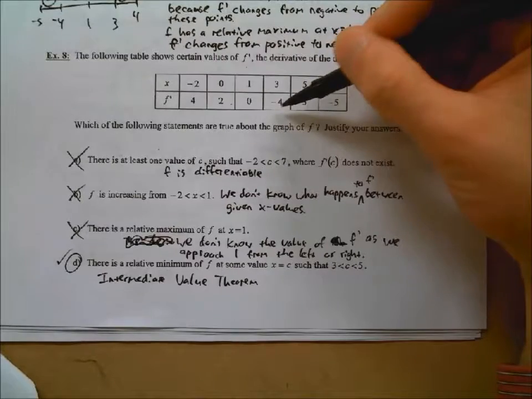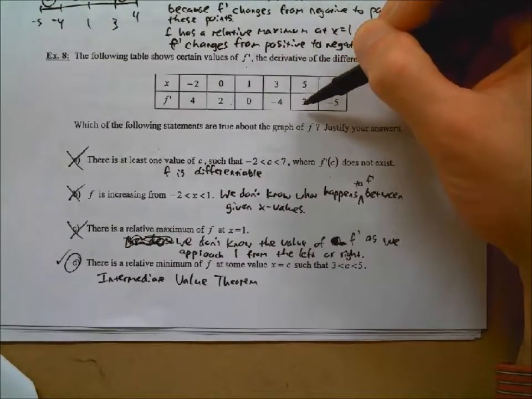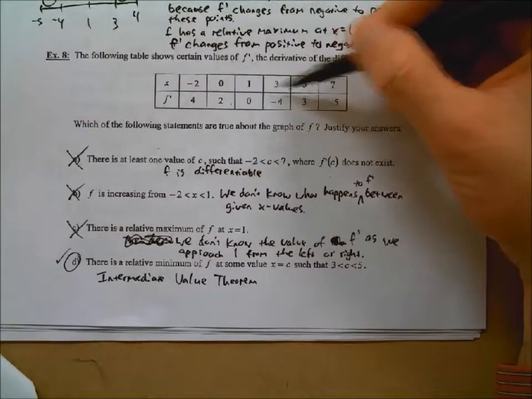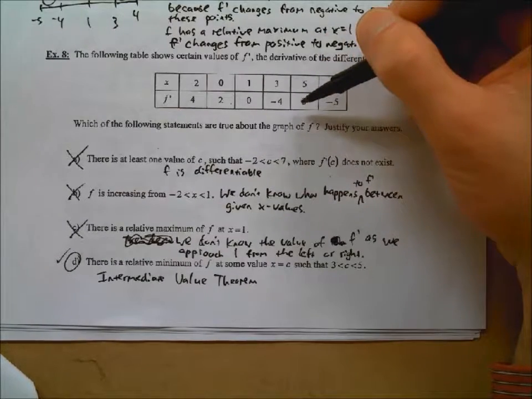Decreasing to increasing. So that means we've got to have a relative minimum there at some point, all right? Since the derivative is changing from negative to positive in this interval, somewhere in this interval, we are guaranteed to have a relative minimum, okay? Somewhere in that interval, we're guaranteed to have a relative minimum.